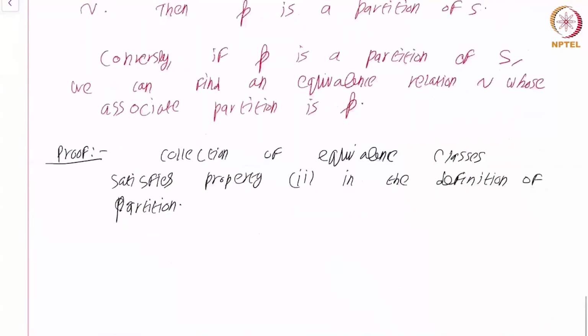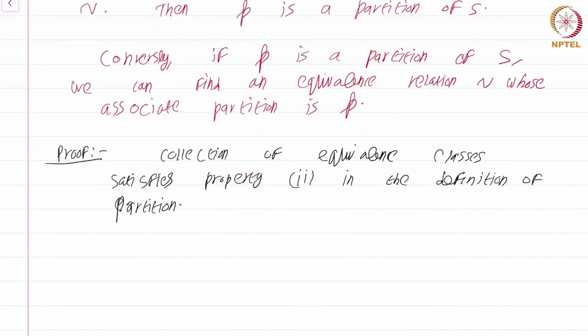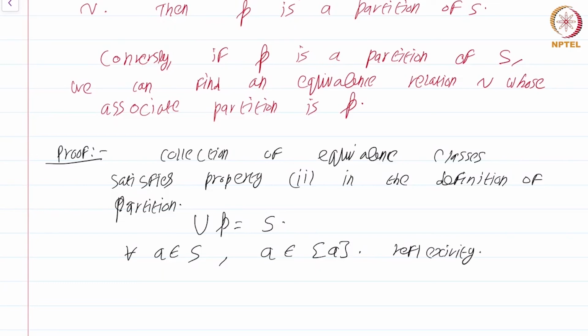What do we have to check? We have to check that the union of P is S. But this is obvious because for all A in S, A is an element of the bracket of A, the equivalence class of A. This is just reflexivity. Okay. So both properties of partition are satisfied by the collection of equivalence classes.